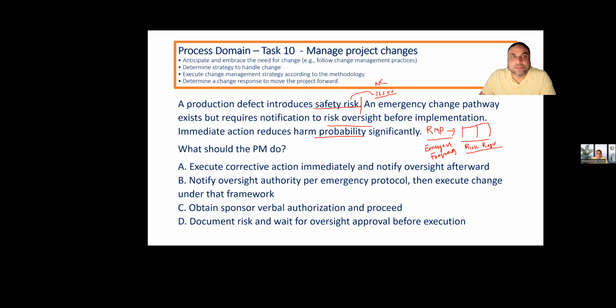When we are reading this, you feel that there is a safety risk, surely there is no compromise, there is no wait. We need to take immediate action, otherwise it will be very dangerous. But whether it is dangerous or not, we have to follow the process. Options: execute corrective action immediately and notify oversight afterward; notify oversight authority per emergency protocol, then execute change under that framework; obtain sponsor verbal authorization, document risk, and wait for oversight approval before execution.